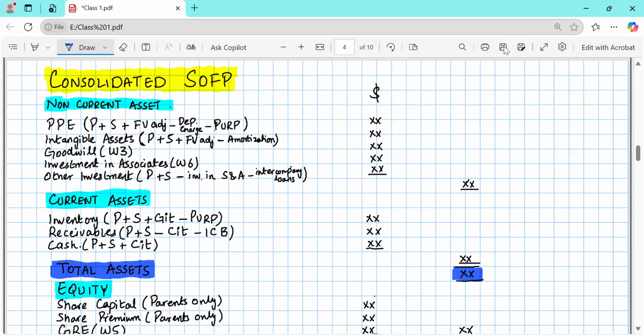Okay. Then investment in associates, I have written down W6, which means working six. So it means you have to do the calculation to identify the value of investment in associate, and whatever answer you get from that working, you will post it here in the non-current asset. Okay. Let me show you how the workings look.